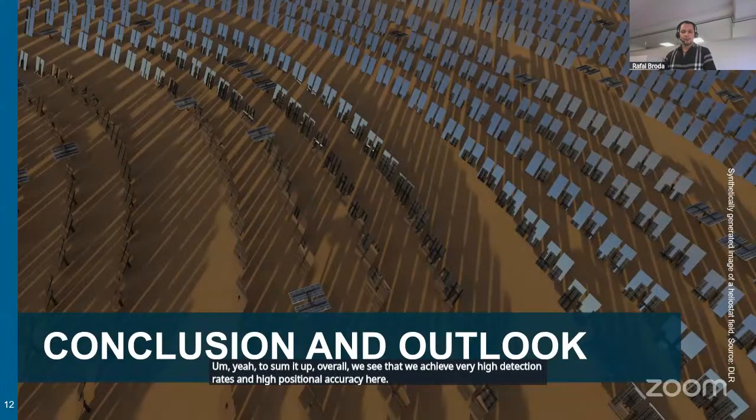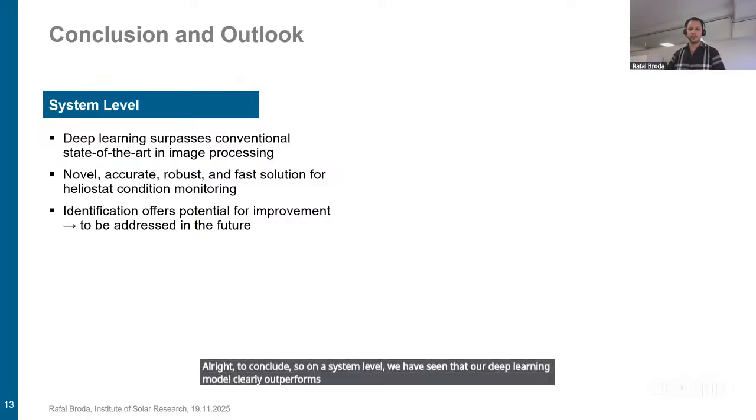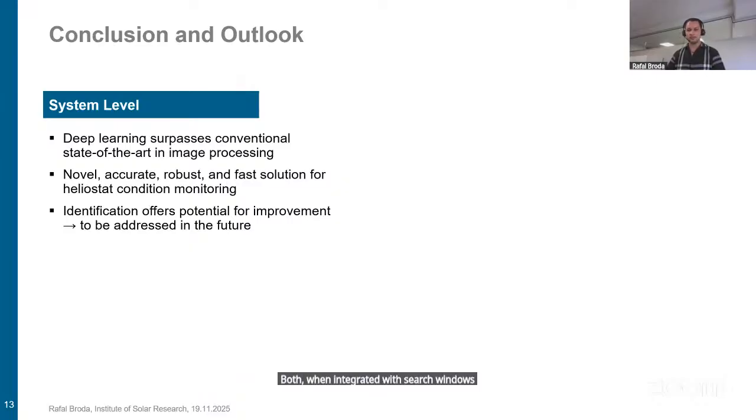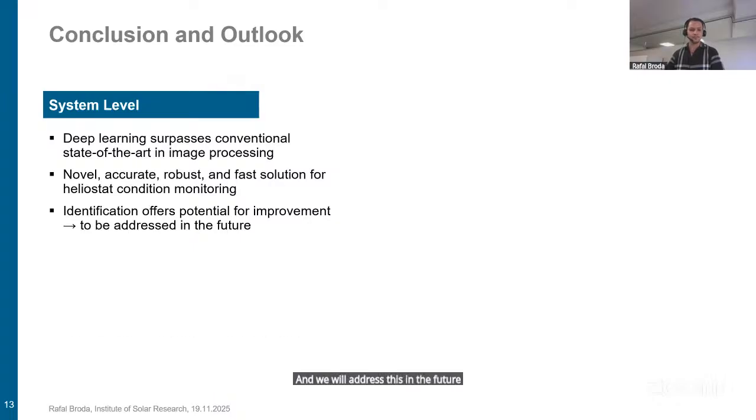All right, to conclude, on a system level, we have seen that our deep learning model clearly outperforms the conventional state-of-the-art approach, both when integrated with search windows and even more notably in the real measurement. These results demonstrate the potential of deep learning to enhance and, of course, automate heliostat condition monitoring tasks. But we have also seen that correct identification still offers potential for improvement here. And we will address this in the future.